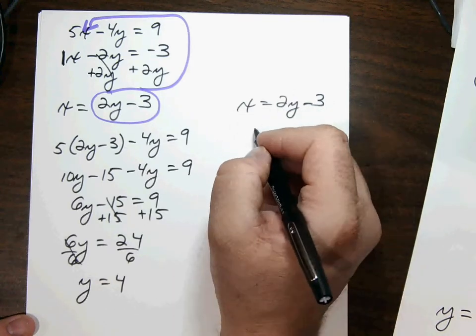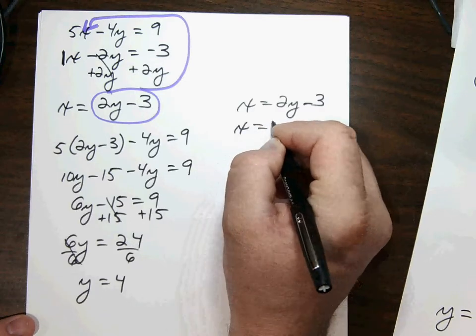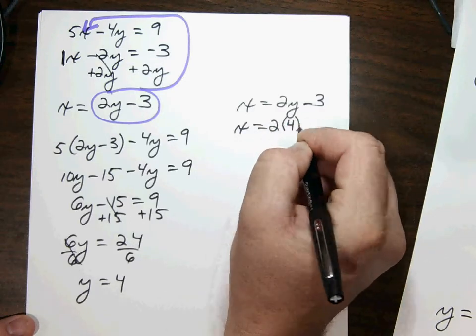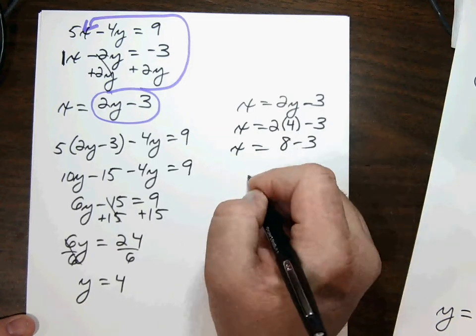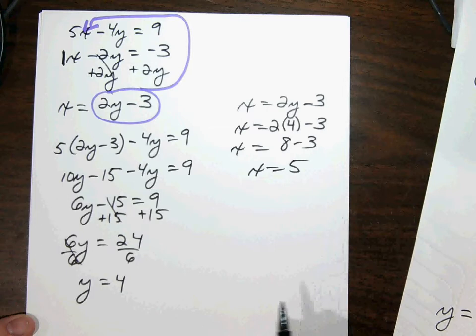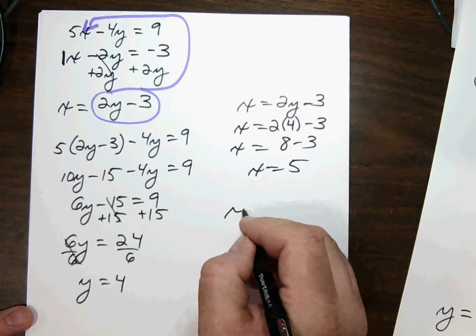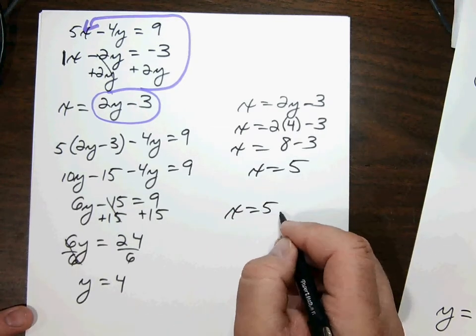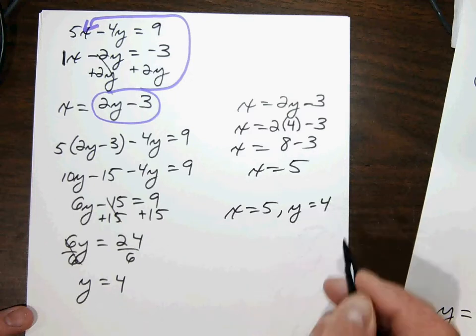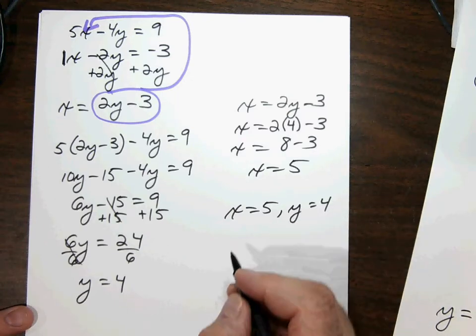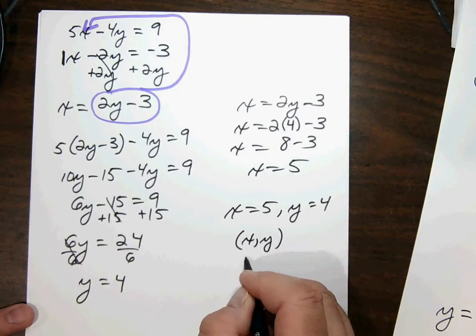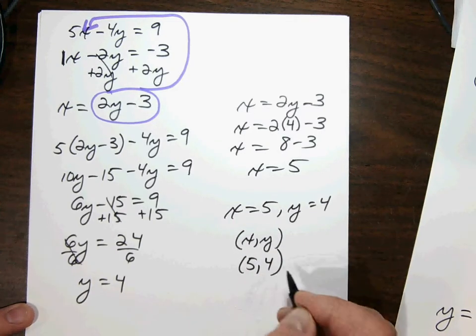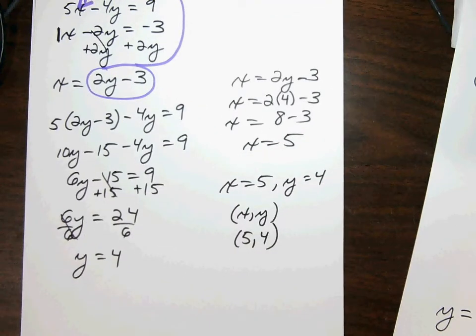That's the easiest place to go. So x equals 2 times 4 minus 3, x equals 8 minus 3, x equals 5. So how I report this answer, it might ask you for it this way, x equals 5, comma, y equals 4. That might be what they're looking for. But as an ordered pair, we always write it as x comma y. So we would write that as 5 comma 4. That's how we would report that solution.